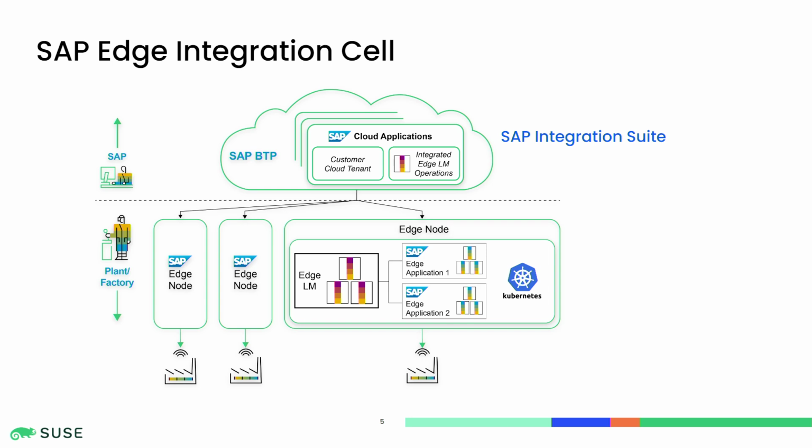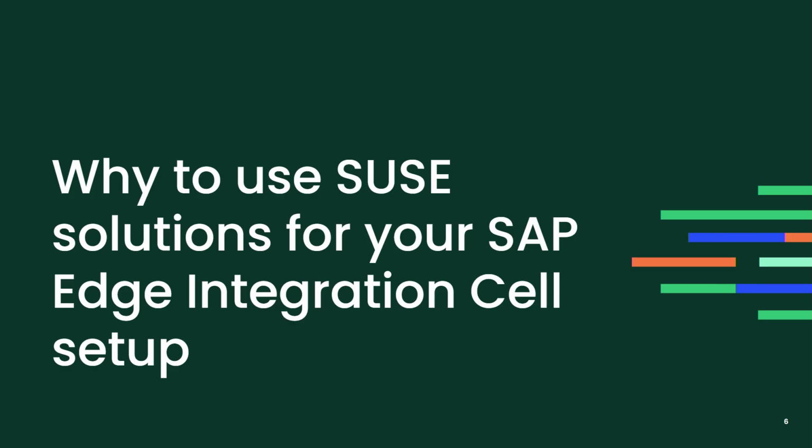Okay, thank you very much, Diego. One thing I'd like to add to this slide is, as you can see, there's this dotted line here, and I noticed a lot of customers and partners are quite confused when it comes to the terminology of Edge, because for SAP, Edge means everything that is outside of BTP. So it can be Azure, AWS, all the hyperscalers, which you normally wouldn't say are Edge devices. Yeah. All right. So the question is now, why would you pick SUSE solutions to build up your Edge Integration Cell?